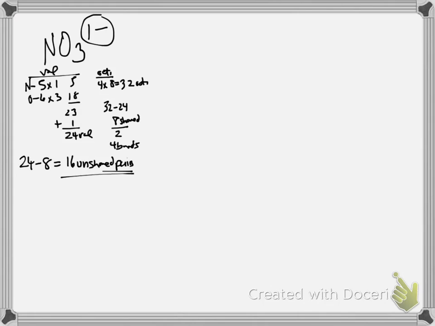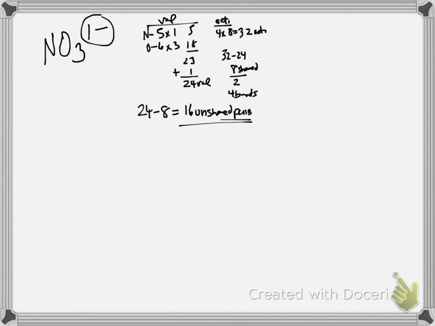Oh, 4 bonds, but only 3 oxygens. So we know nitrogen's in the middle because it's less electronegative. So we will start off, actually let me move all this up here. So nitrogen, oxygen, oxygen, oxygen. And I'm just doing that for now. For those of you who wonder which side the bonds go on?